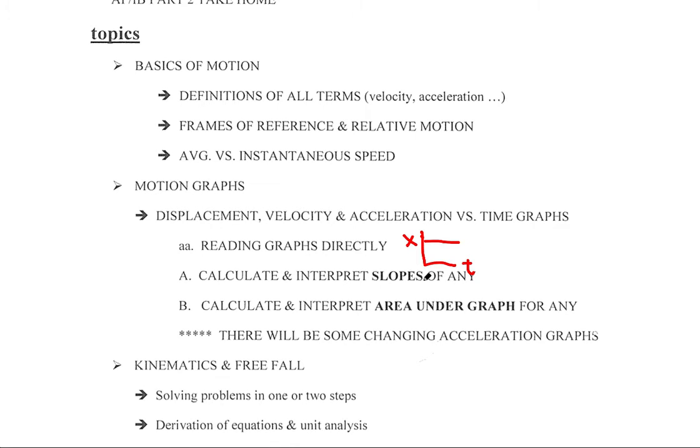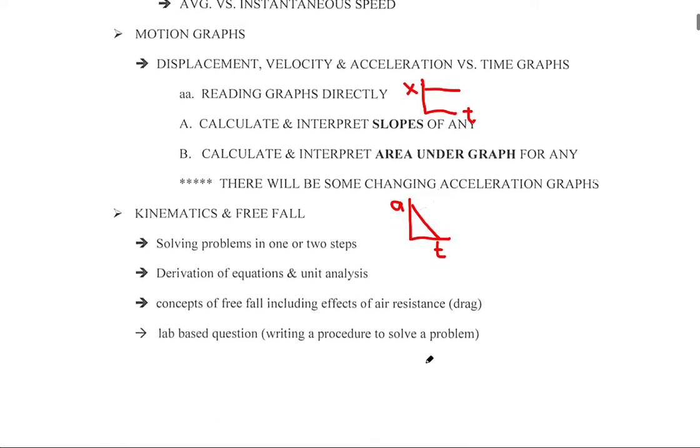Calculate and interpret the slope, okay, and then calculate and interpret the area. So we'll be talking about this in the video as well. And then also there may be some changing acceleration graphs, meaning that the acceleration versus time is not constant. So think of something like an object jumping out of an airplane and reaching terminal velocity. So there's a changing acceleration, although this won't be emphasized.